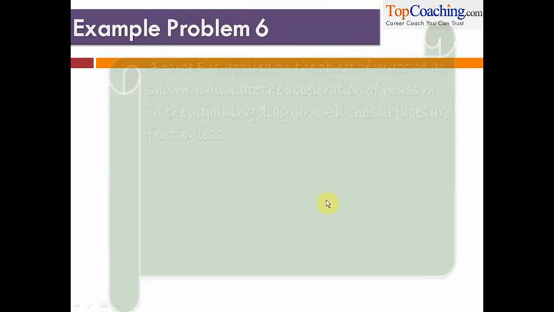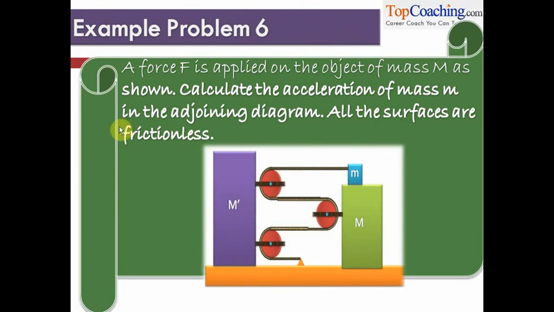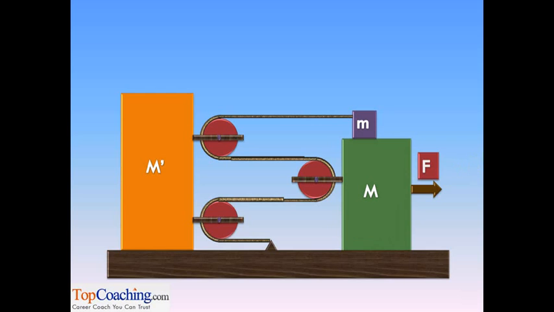Here's another example problem. A force F is applied on the object of mass m as shown. Calculate the acceleration of mass m in the adjoining diagram. All the surfaces are frictionless. So as you can see, we are given this figure here. There is a block of mass m dash. There are these three pulleys connected to the blocks. There's a block of mass capital M and the block of mass small m placed over the block of capital M mass. A force F is applied on the block of mass capital M towards the right. We have to find out the acceleration of the mass small m.